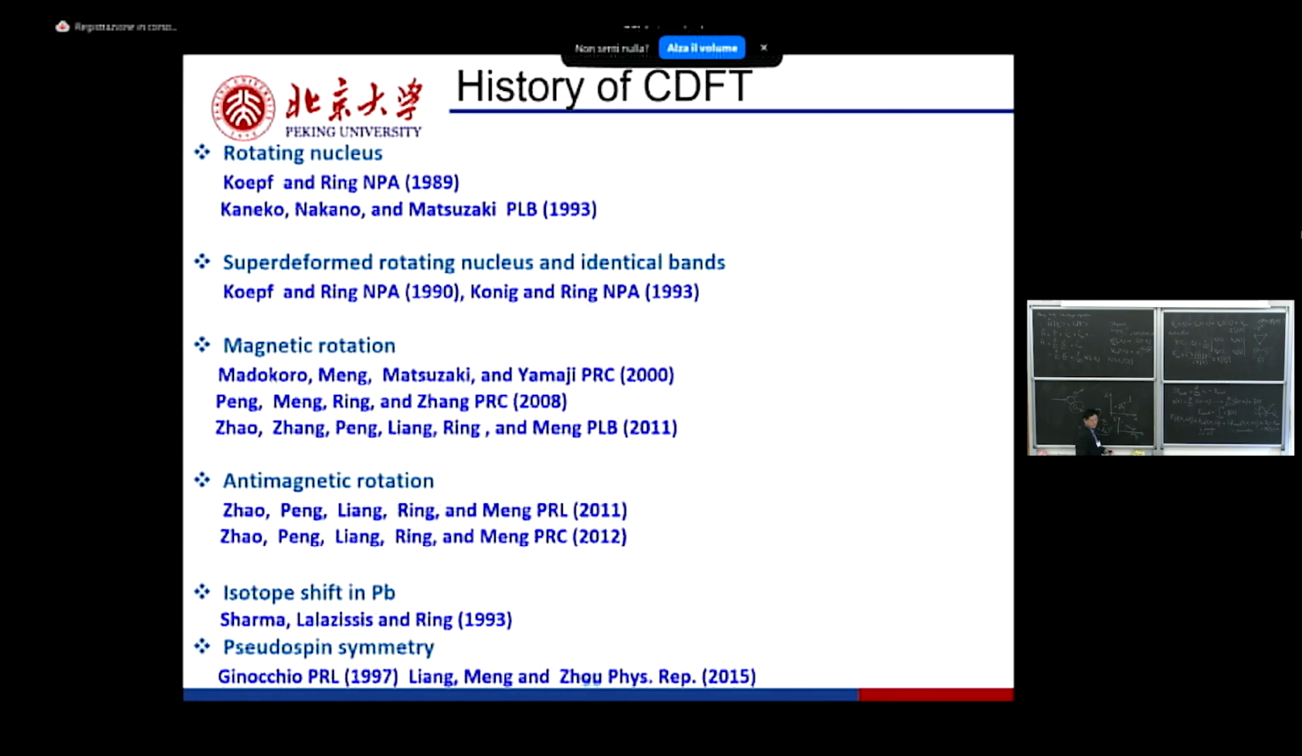There is a kink here. This is for the lead isotopes, and this is lead 208. You see, in that isotope, you have a kink.